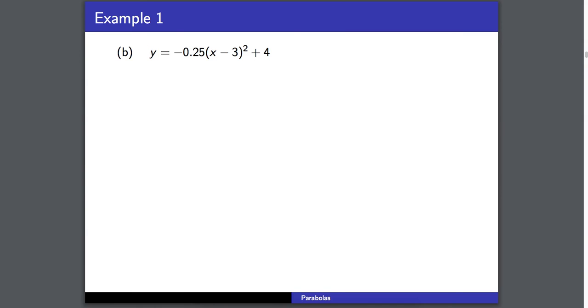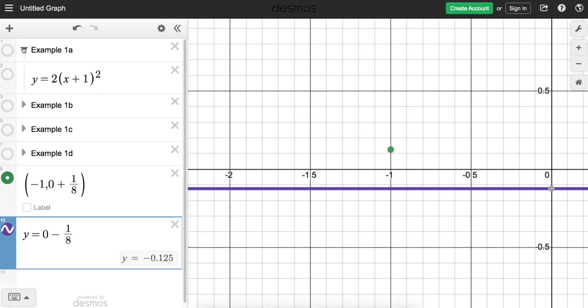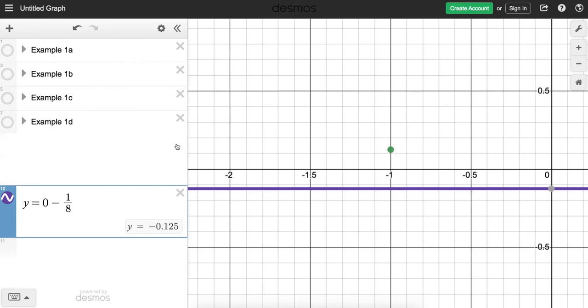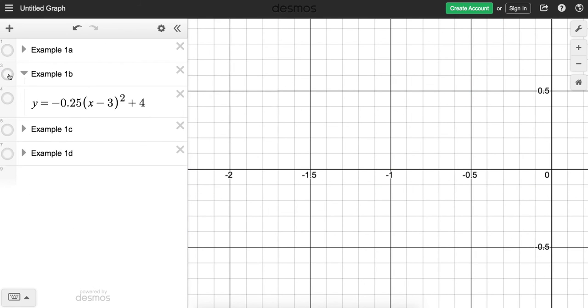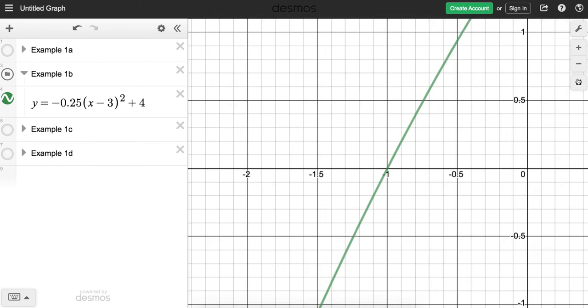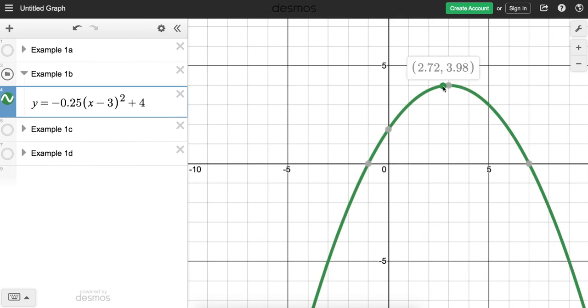So part B, we have y equals negative 0.25 times x minus 3 in parentheses squared plus 4. Well, from the equation, it's really simple to find the vertex, which is at 3 and 4. So our vertex is at 3, 4. But again, there's nothing stopping us from graphing these as well. So if we wanted to graph it, I'm going to have to zoom out a bit. And here is our vertex at 3, 4.